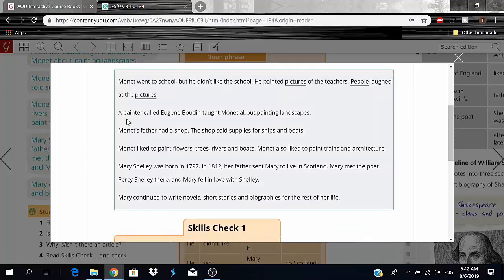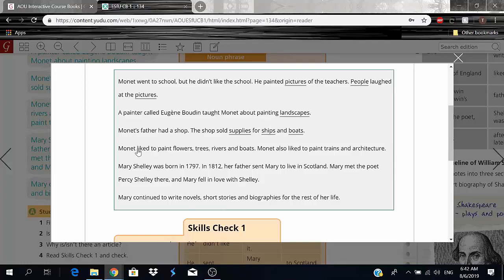Second one: a painter called Eugene Boudin taught Monet about painting landscapes. And I can see it right here. Landscapes is the only plural noun. And then we have: Monet's father had a shop. The shop sold supplies for ships and boats. I can clearly see supplies here. So the shop sold supplies, plural noun, for ships, also plural noun, and boats. Okay? Now let's move on.